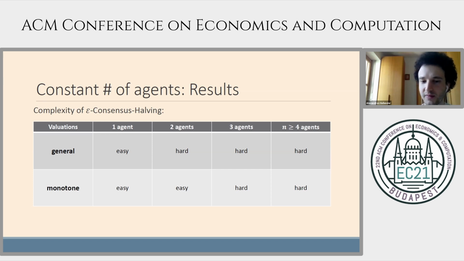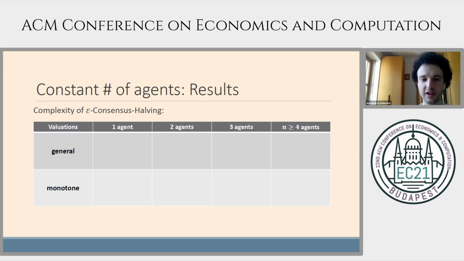So there is a difference in where this transition from easy to hard happens. For general valuations, it's when you go from one agent to two agents, but for monotone valuations, you can solve the two-agent case efficiently. So the transition from easy to hard is when you go from two to three agents. So now let me go over this table in a bit more detail.